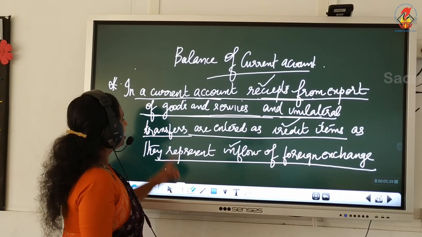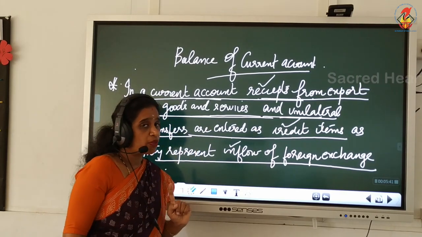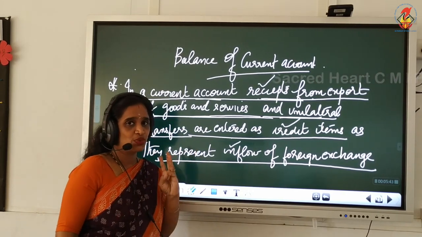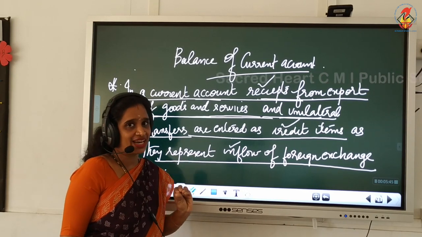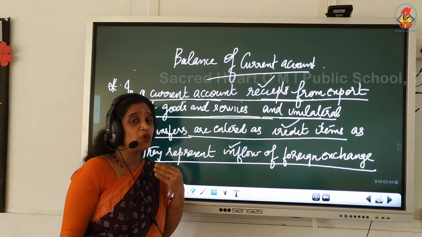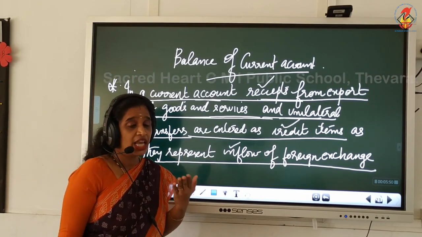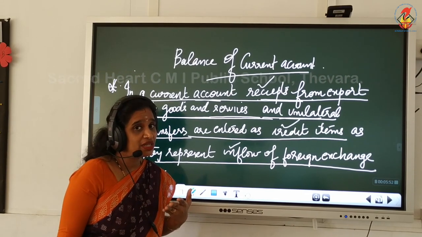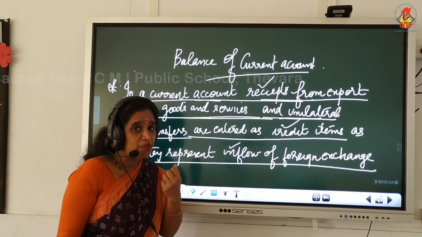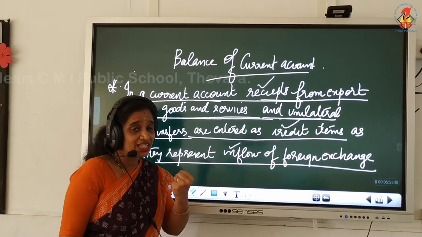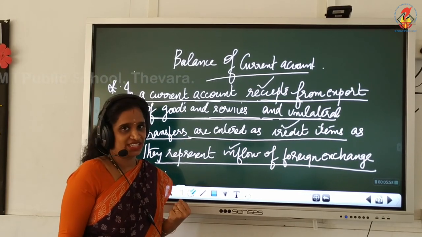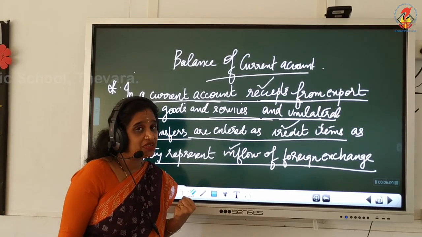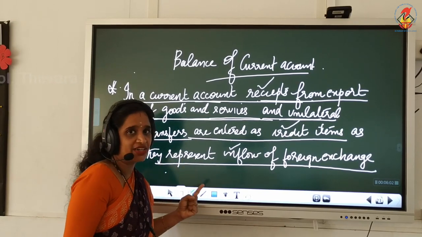So once again, in a current account, there are how many components? Three components: visible, invisible, unilateral. So I am taking the export of all these three items. Export of all these three items means we are getting money by selling that. Therefore, there is inflow of foreign exchange. So it will be recorded on which side? Credit side. That is what I have written here.